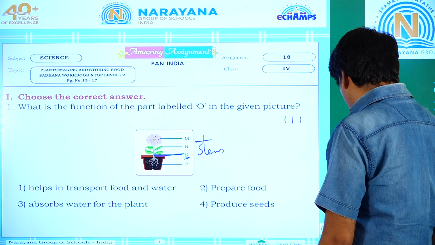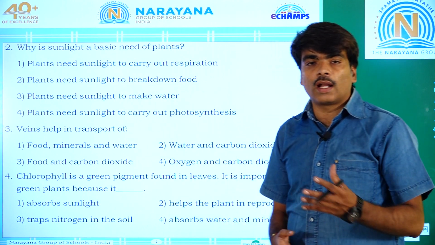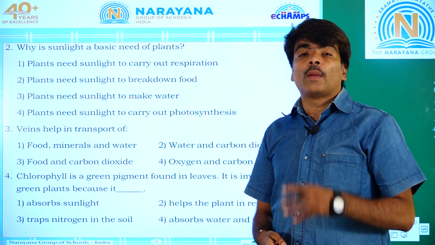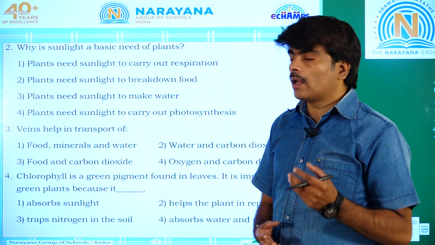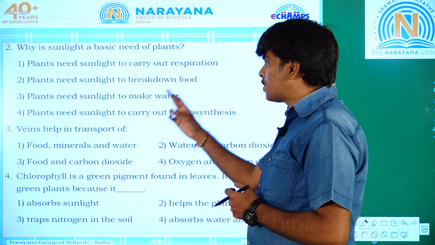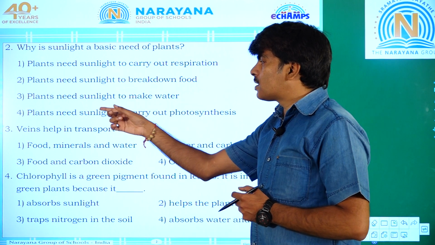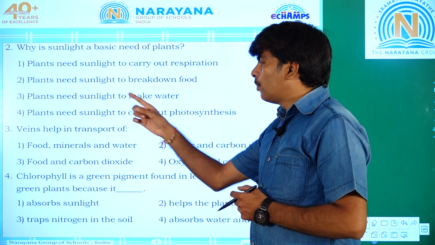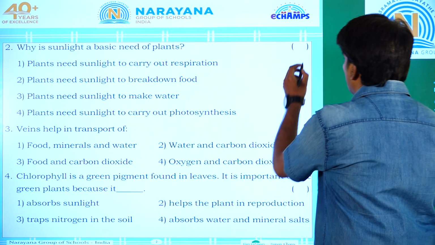Moving on. Why is sunlight a basic need of plants? Sunlight is a basic need of plants to prepare food. Plants will absorb the sunlight and prepare their own food. So our option is: plants need sunlight to carry out photosynthesis. It is option 4.